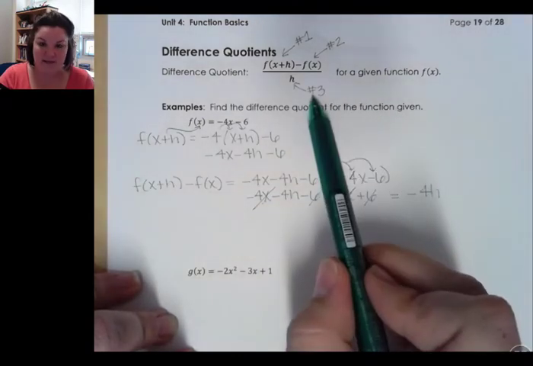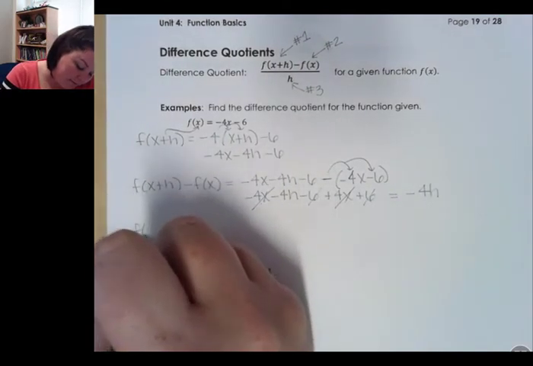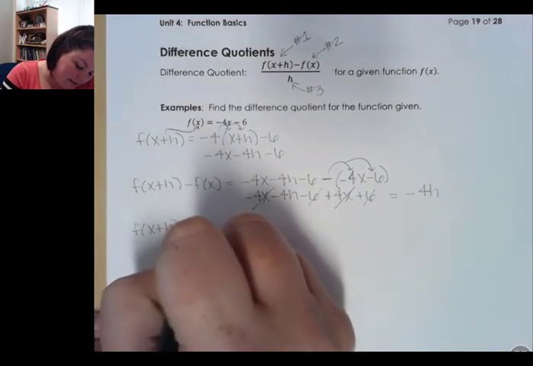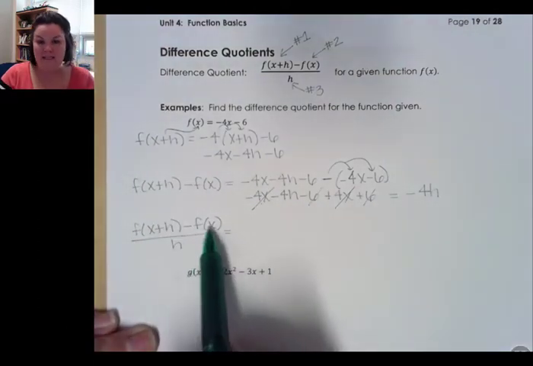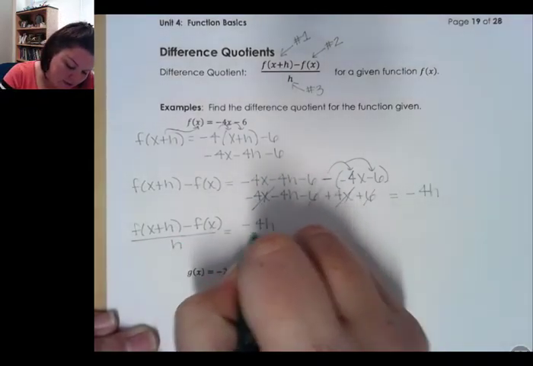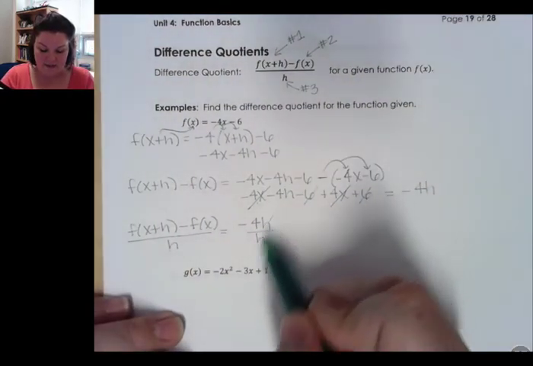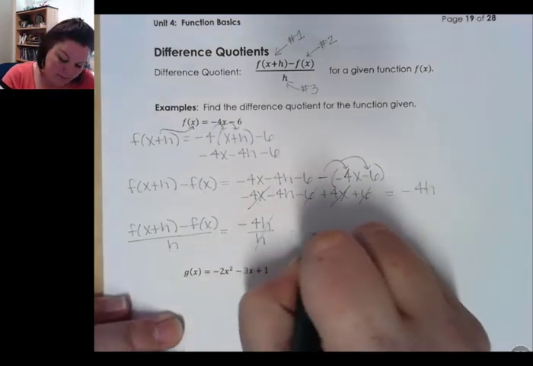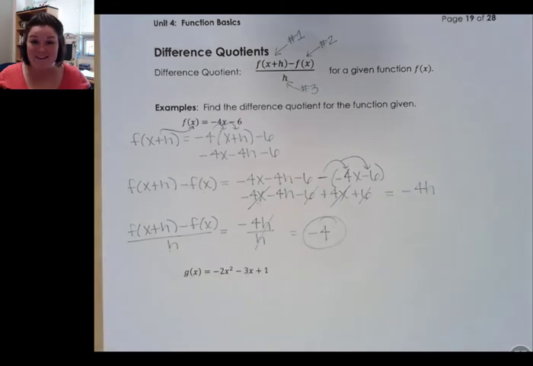Now the last thing I have to do is divide by h. So I'm going to write f of x plus h minus f of x all over h. And we just learned from the last step that this whole top part is equal to negative 4h. So negative 4h divided by the h on the bottom allows me to cancel these h's, and I end up with negative 4. Not too bad, maybe. Kind of ugly, but it can be broken down.